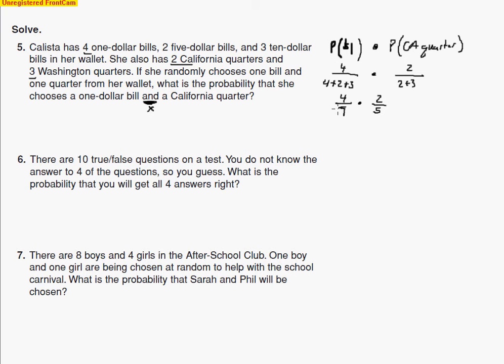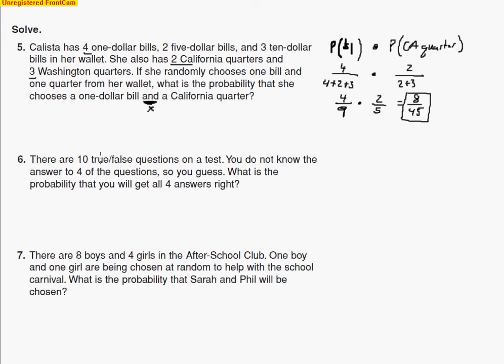So the probability of selecting that $1 bill is 4 out of 9. Probability of selecting the California quarter is 2 out of 5. Well, to do both of them together, we're going to multiply the 2 probabilities. So you can look for cross-canceling or reducing up and down or diagonally, but there is none. So we just multiply across. We get 8 out of 45. And so that's our probability, 8/45. So 8 out of 45 chances of selecting a dollar bill and a California quarter.